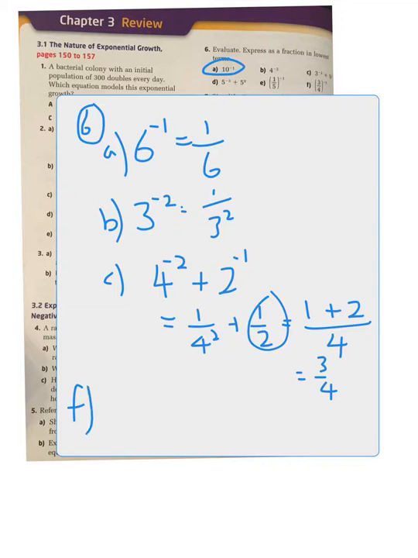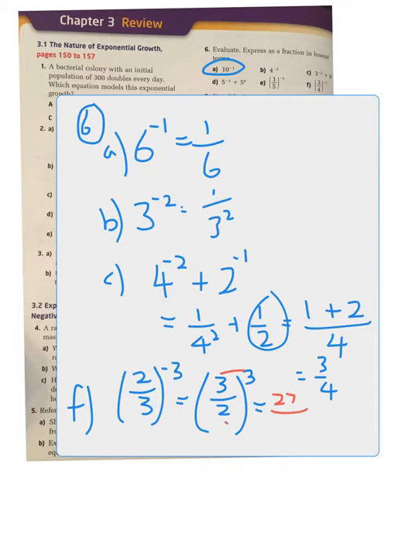Interesting F, let's have a look at that. If we did 2/3 to the -3, well, we flip the fraction, so it's 3 over 2, and to the +3. On the top here, 3 cubed is 27. On the bottom, 2 cubed is 8.